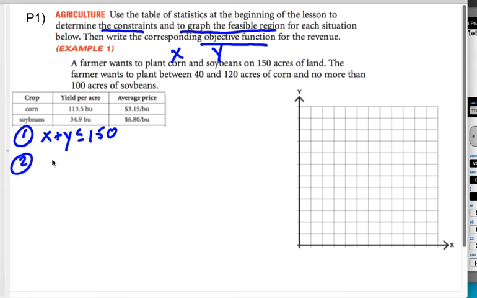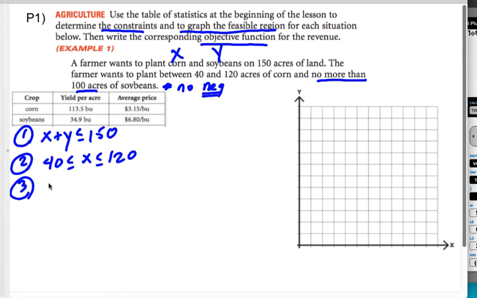My second constraint is that the corn, which was X, has to be between 40 and 120 inclusively. And my third constraint was that we have no more than 100 acres of soybeans, but I want to add a caveat to that. You can't have negative. So I'm going to throw in that Y has to be bigger than 0 but smaller than 100. I had to throw this piece in by logic. I didn't have to do that for the X's because the X's were already between two positive numbers, right? But I did that for the Y's.